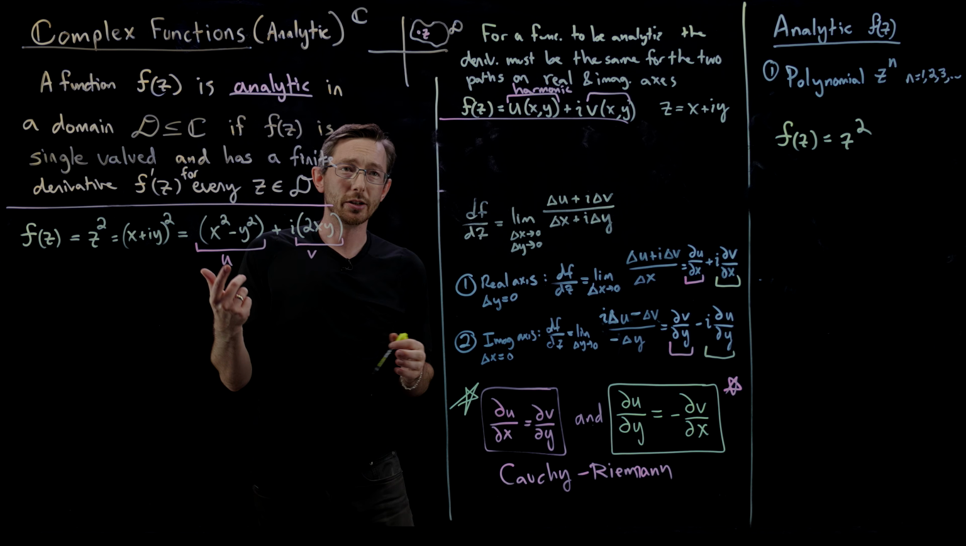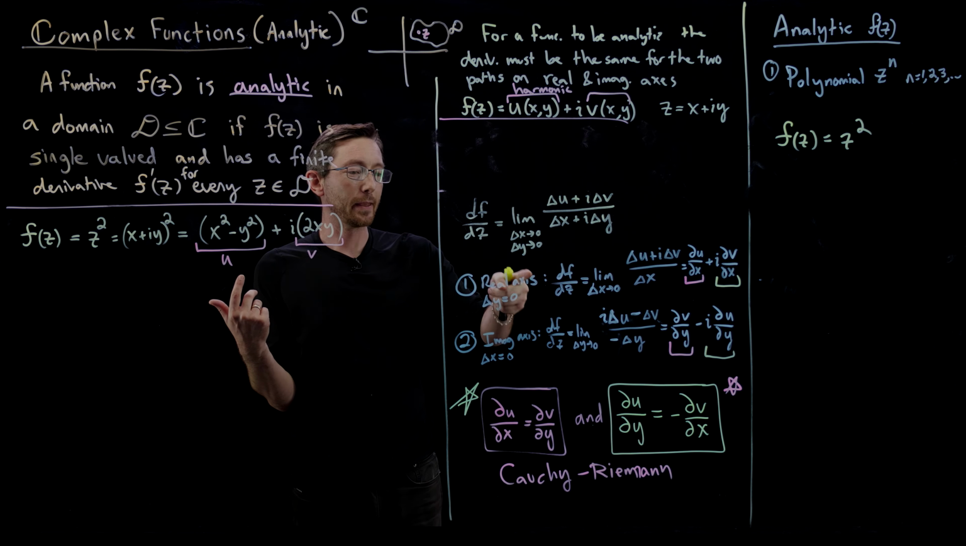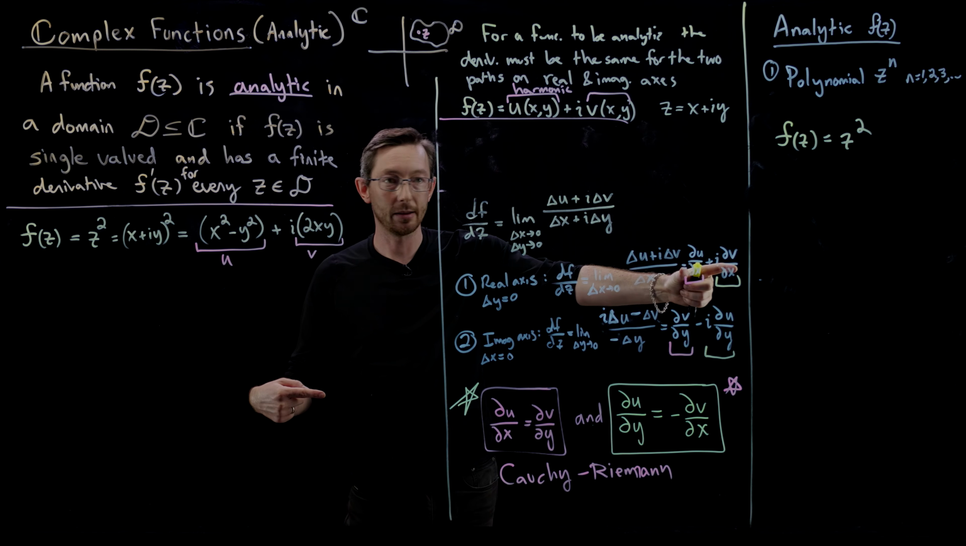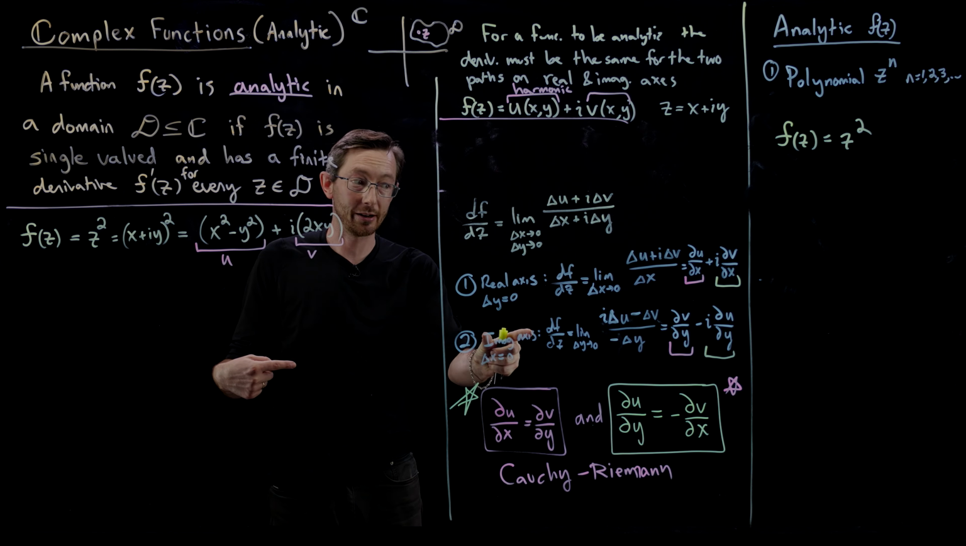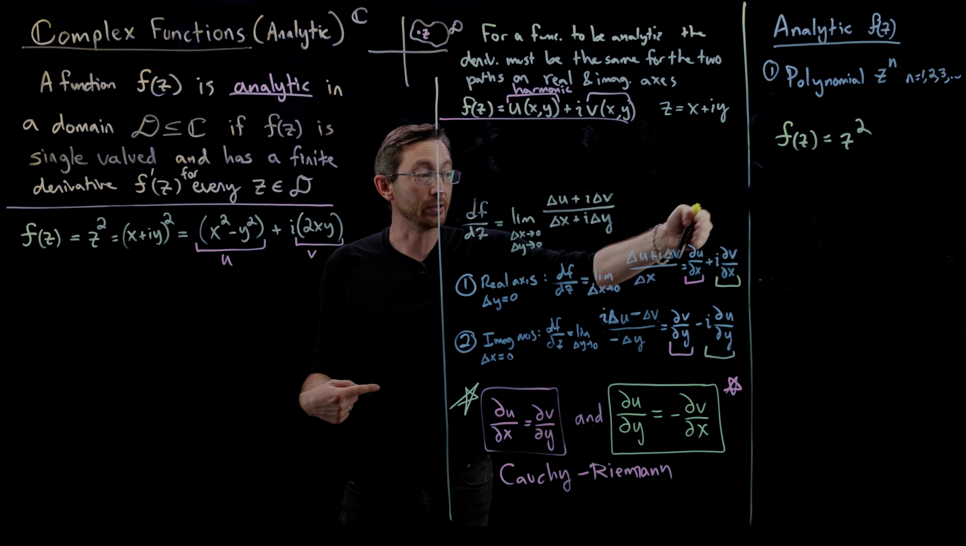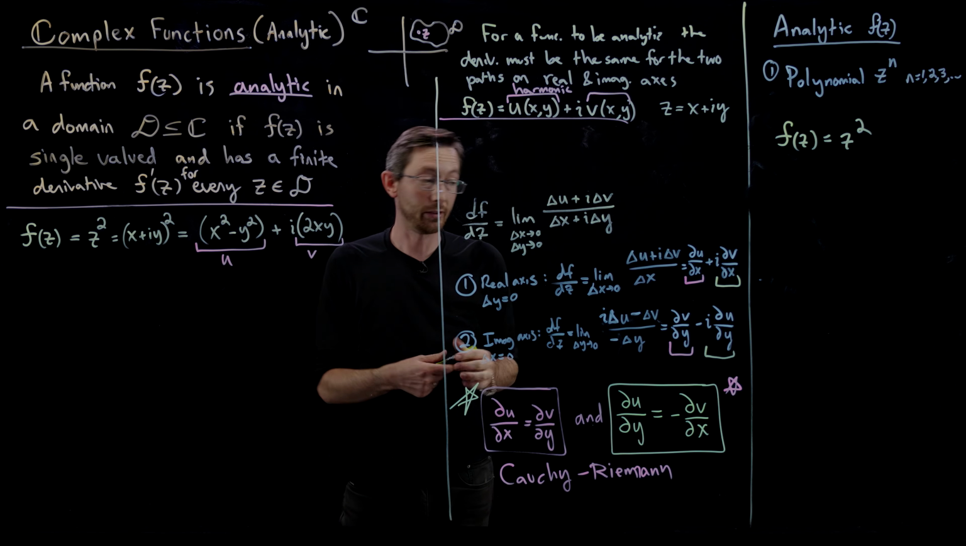And I think what I'm going to do, because we know if we approach on the real axis, then the derivative is equal to this sum of partials. And if we approach on the imaginary axis, the derivative is equal to this sum of partials. I'm just going to compute these two partials and confirm that they're equal to each other.